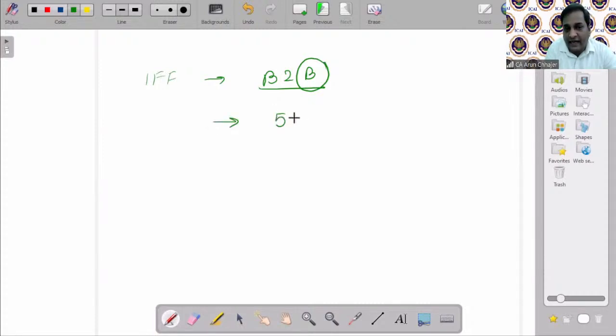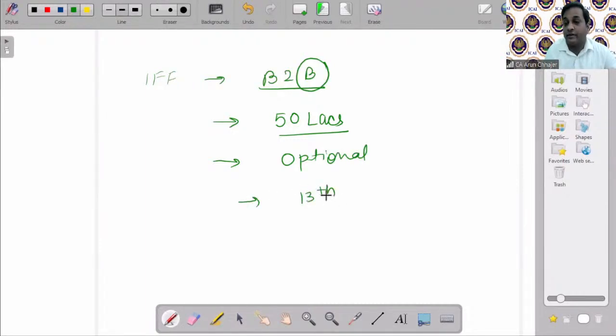Maximum I can add the value of the 50 lakhs in a month. Maximum upper cap is 50 lakhs. It is mandatory, not optional. Does it have any due date? Yes, 13th after the end of the month.